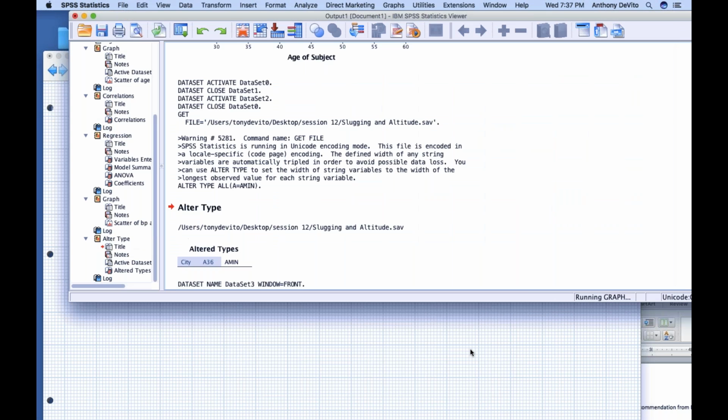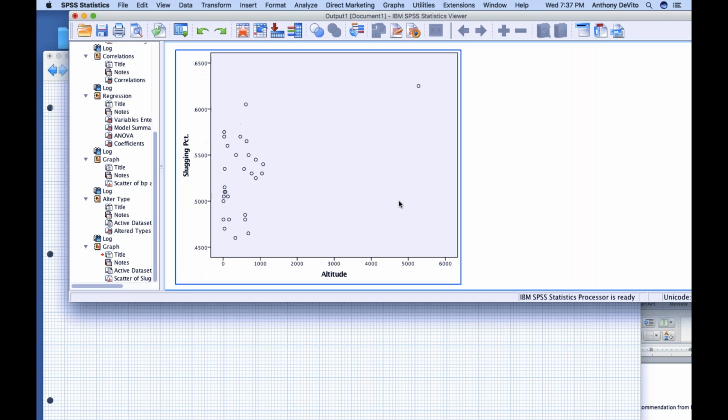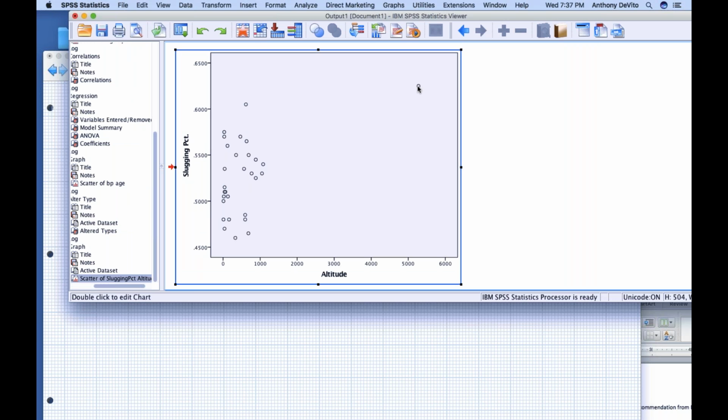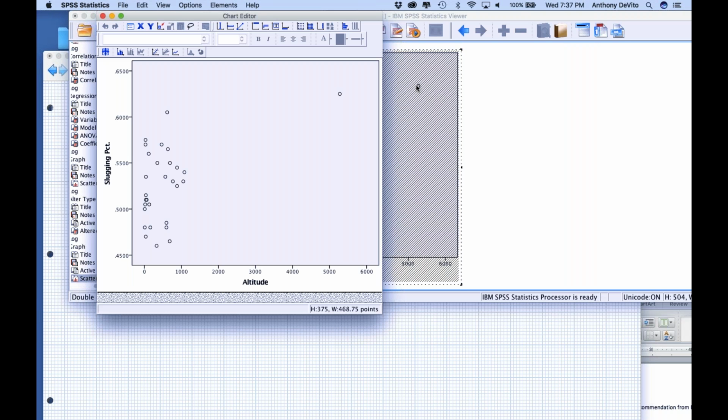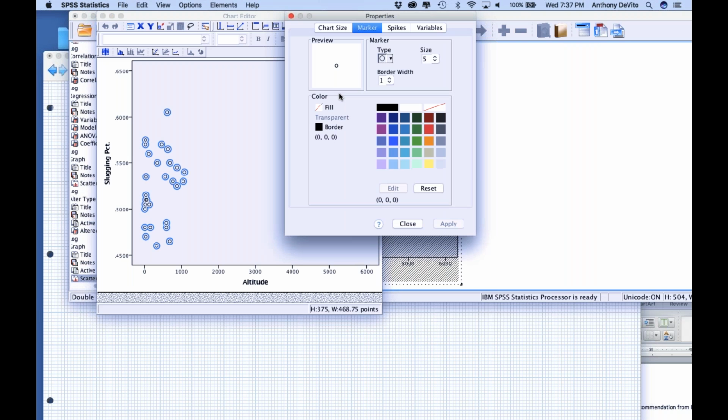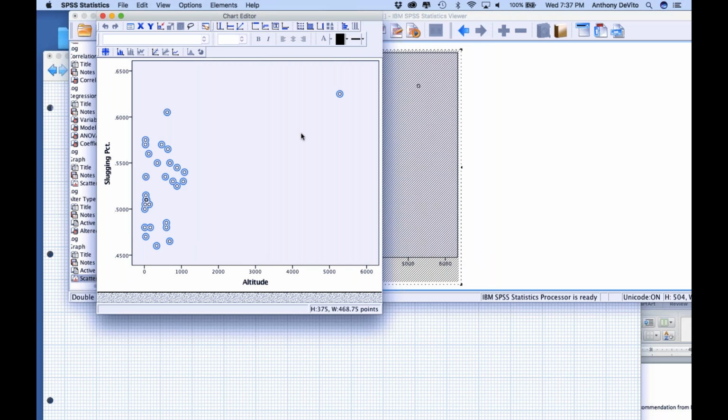So let's take a look at what this looks like. Well, that doesn't look too good there. Maybe it's a little more obvious there is one team over here which is way out of the range of this whole thing. And I think I should be able to figure out which one that is. Actually, I can do it this way.